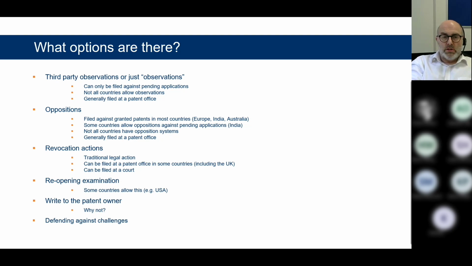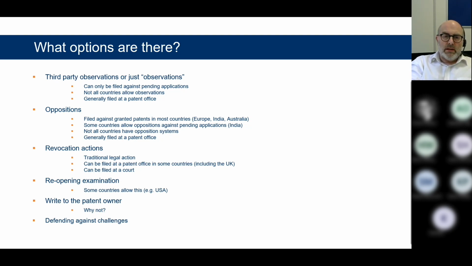Then comes revocation actions. So these are your sort of traditional legal action that most people will think of, with barristers and lawyers fighting out and trying to revoke a patent in front of judges. They can actually be filed at patent offices, a proper revocation action in some countries, including the UK, but most often they are filed in a court. And that comes with all of the associated costs and issues with any sort of court action. So a lot of the time they're a last resort.